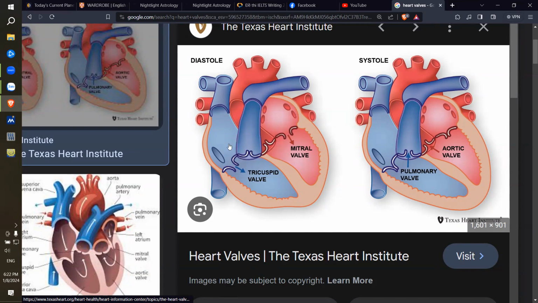Diastole is when the blood fills the heart, but systole is when the heart starts to pump. Just to make sure that you understand it, okay? All right, you can continue now.